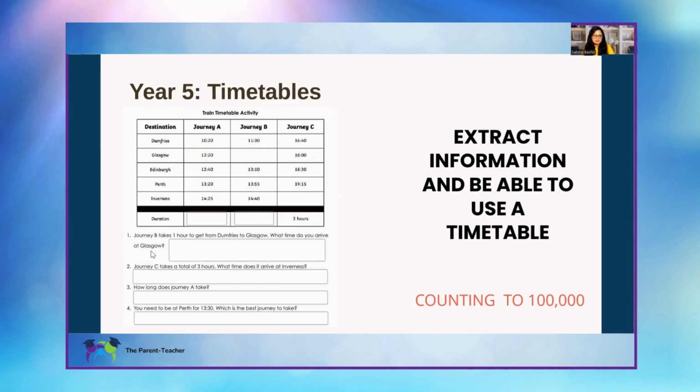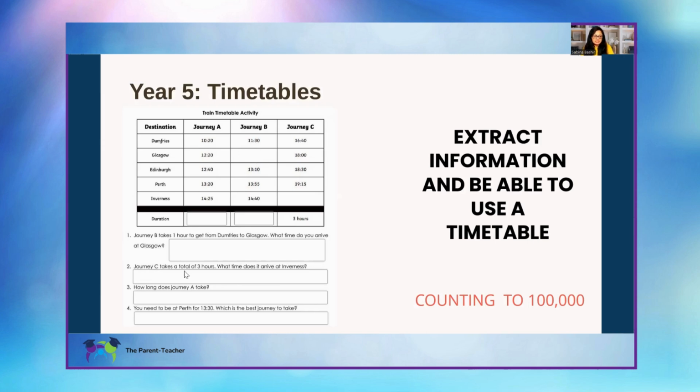So if we have a look at these questions, the journey B takes an hour to get from Dumfries to Glasgow. What time do you arrive at Glasgow? So let's have a look at Glasgow. So Glasgow's here. They need to fill in this missing space here. And we know that the Dumfries journey starts at 11:30. And we're told in the question it takes an hour. So 11:30, add an hour on, then they would reach Glasgow at 12:30. So the missing number here would be 12:30.